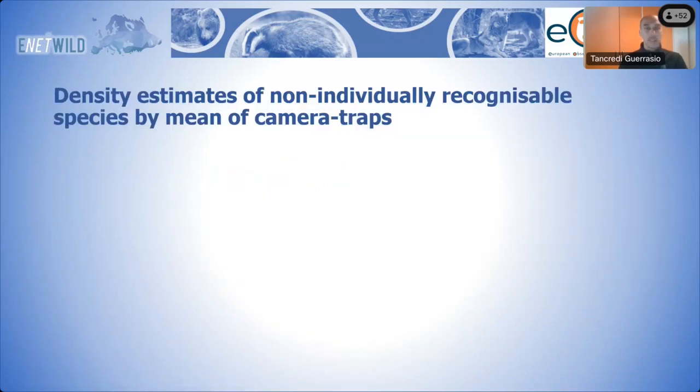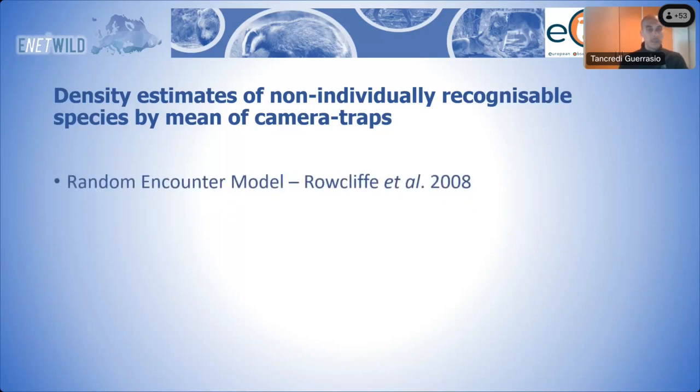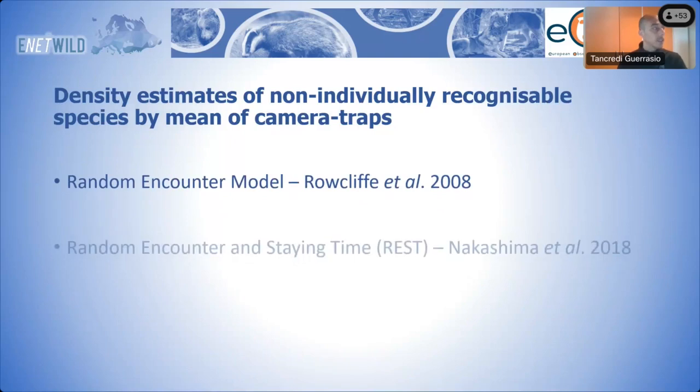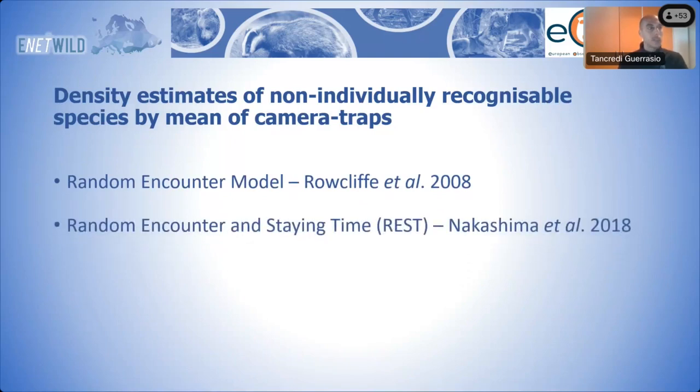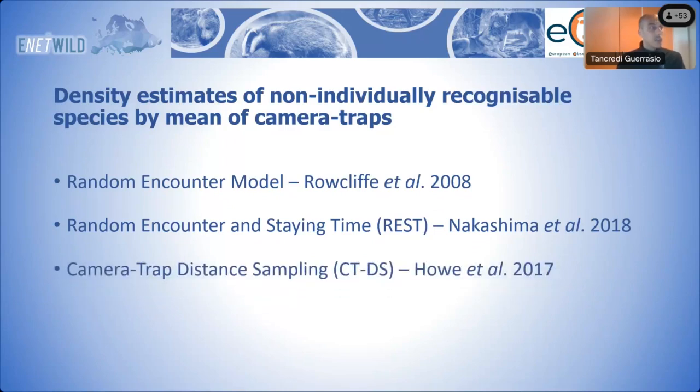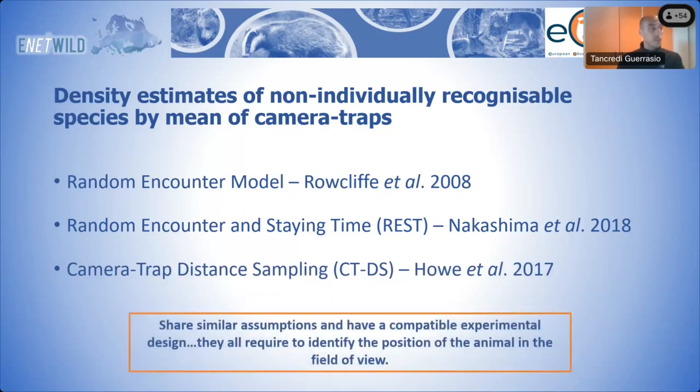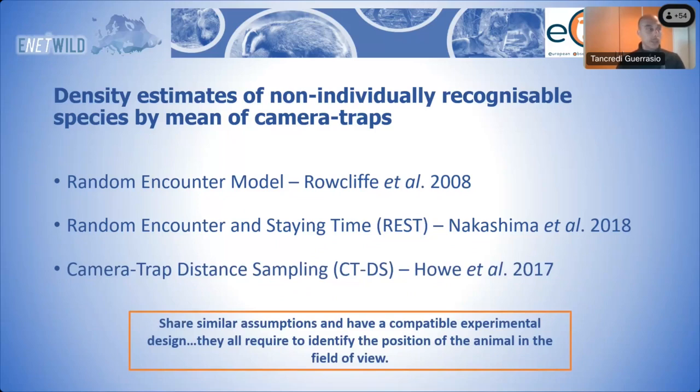So when speaking about density estimates obtained by means of camera traps of non-individually recognizable species, the most famous methodologies are the random encounter model, proposed by Rowcliffe in 2008, the random encounter and staying time, or REST, proposed by Nakashima in 2018, and the camera trap distance sampling, proposed by Howe in 2017. It has to be said that all these methods share similar assumptions and have compatible experimental design. So the design that we're going to explain here could be potentially applied also to the other methodologies. And they all require to identify the position of the animal in the field of view.